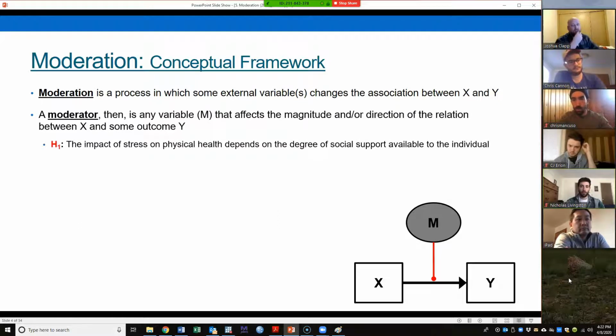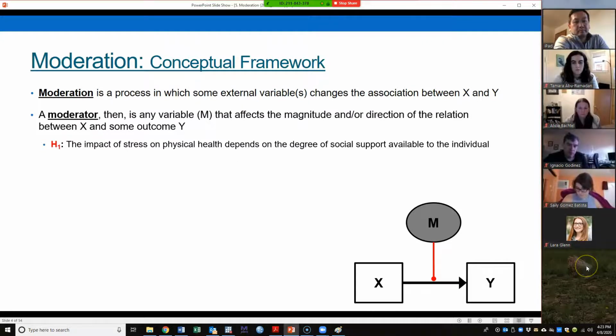Okay, so for an example, we might find that the impact of stress on physical health depends on the degree of social support, right? Any thoughts, Alicia, because this kind of relates to our area: if you had to guess, what might be your expected relationship on the impact of social support on the relation between stress and physical health? So I would expect that as stress increases, physical health decreases. How might social support impact that? So if you have more social support, then it would decrease the impact of stress on the physical health.